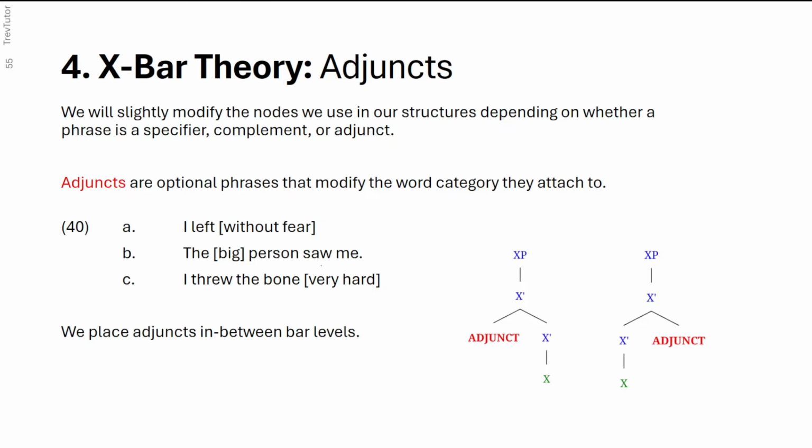So let's give a specific position for adjuncts. Adjuncts are going to be these optional phrases. You can typically think of them as adjective phrases, adverb phrases, prepositional phrases. They're not going to be adjuncts in every single case, but if adjectives are modifying a noun, then yeah, it'll be an adjunct. So in the case of "I left without fear" in 40A, for example, we don't need this. We can just say "I left." That's fine. So that's telling us it's an adjunct. It's optional.